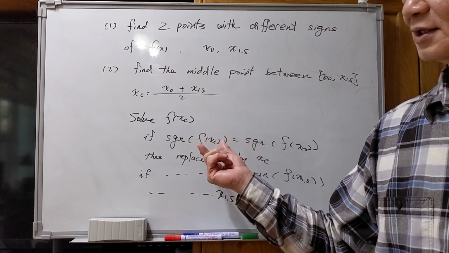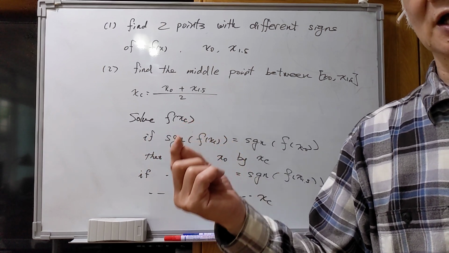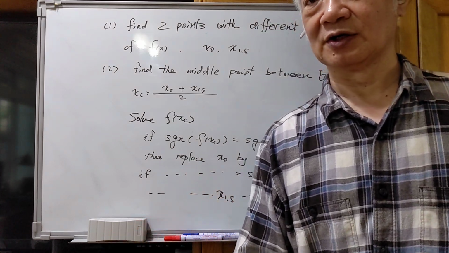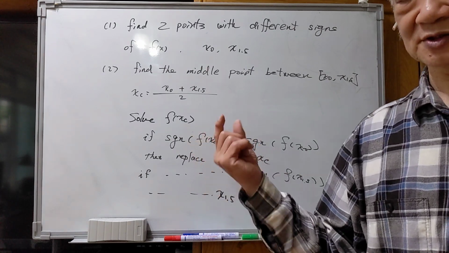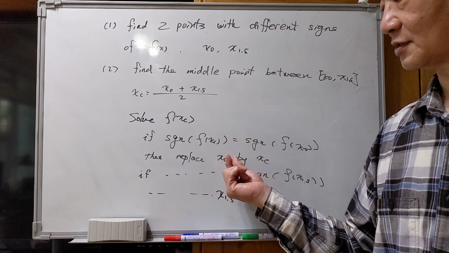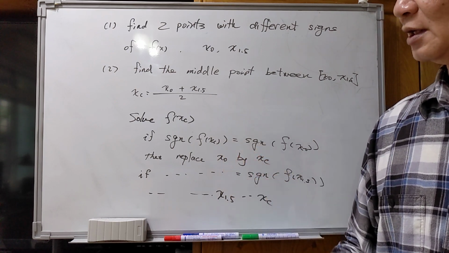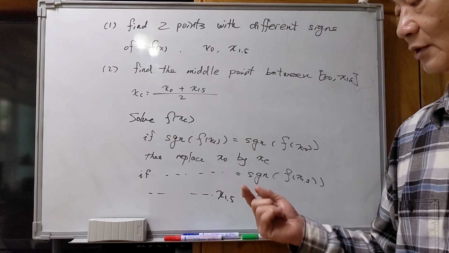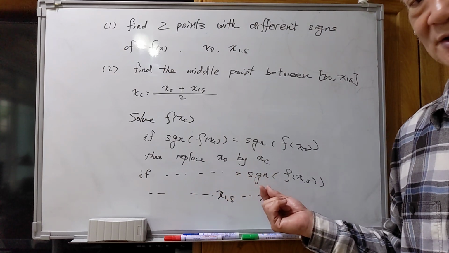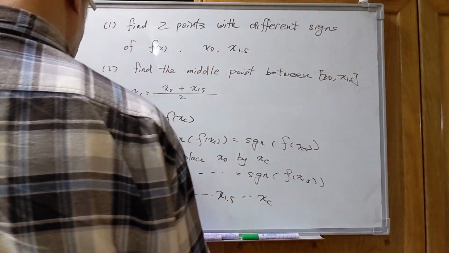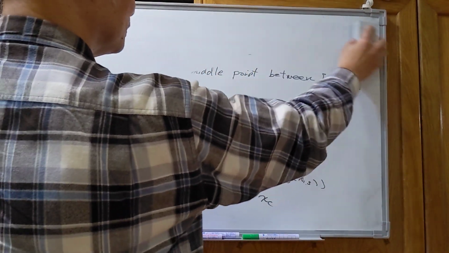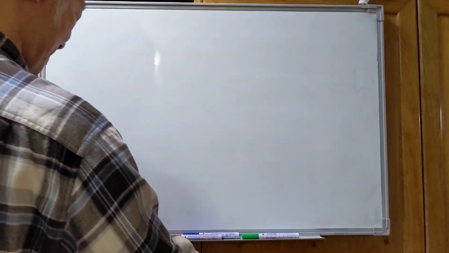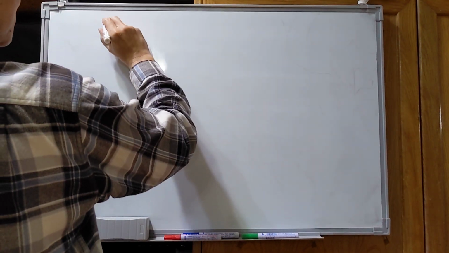In the previous example, we know f of x0 is a positive value and f of x1 is a negative value. So if f of xc is a positive value, then we need to replace x0 by xc. But if f of xc is a negative value, then we will replace x1 by xc. Then we go to the next iteration.